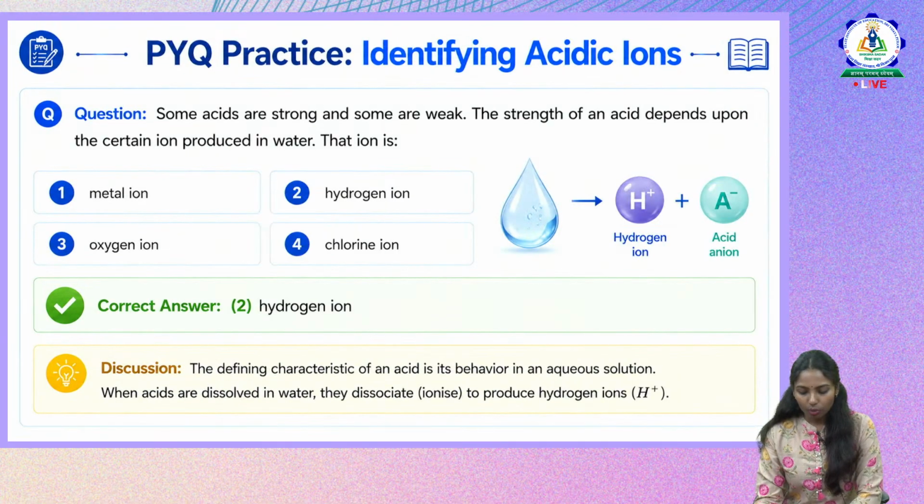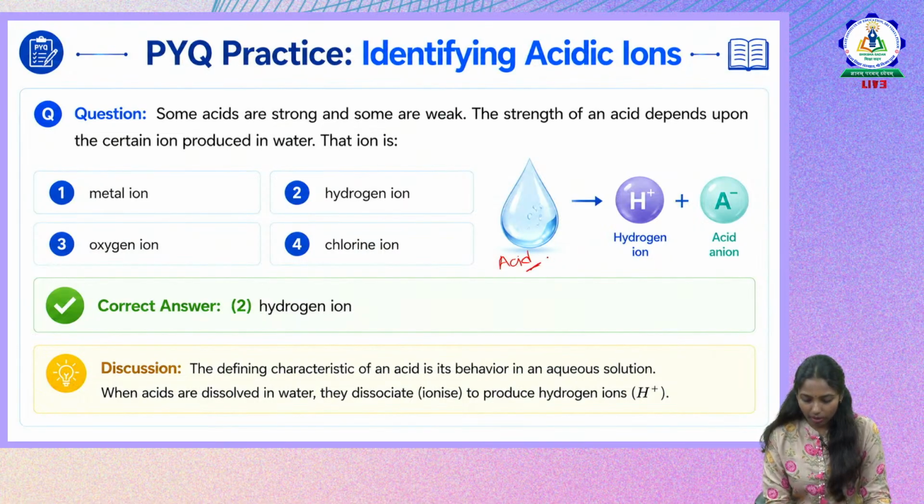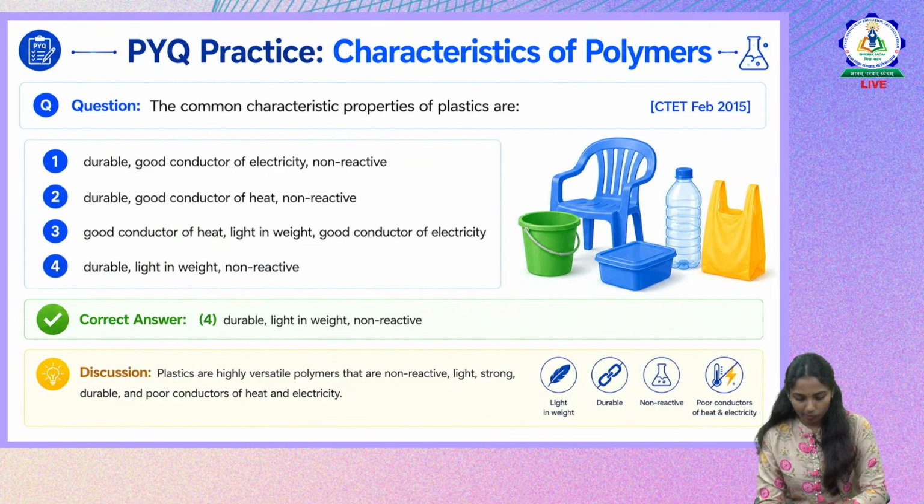Let us go to one more question. The question is: some acids are strong and some are weak. The strength of an acid depends upon a certain ion produced in water. The ion is, yes, we know that when any acid meets water, it releases H plus ions. Based on the H plus ions, we can find out the strength of an acid, how strong or how weak it is. So it is basically H plus ions.